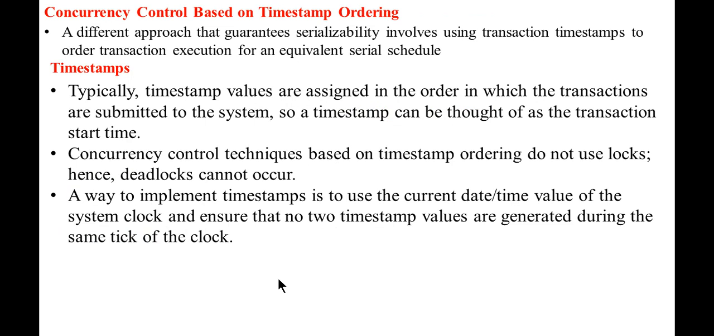Now, based on this, the timestamp ordering protocol is also used for concurrency control. Basically, the timestamp values are assigned in the order in which the transactions are submitted to the system, or you can think of it as the current date and time value of the system clock, to ensure that no two timestamp values are generated during the same tick of the clock. It means two transactions cannot have the same timestamp value. This is unique for all these transactions.